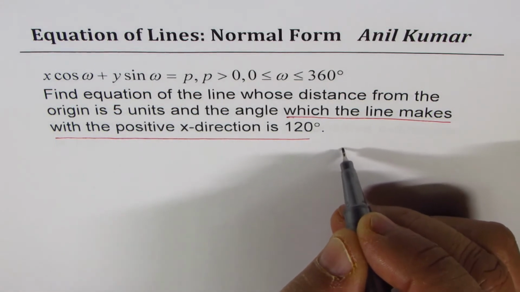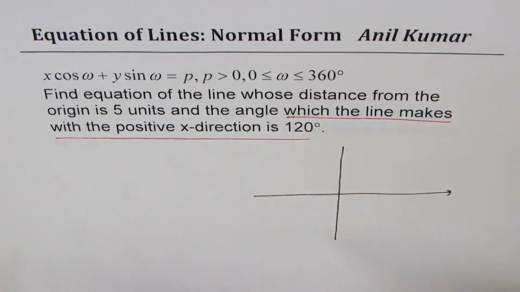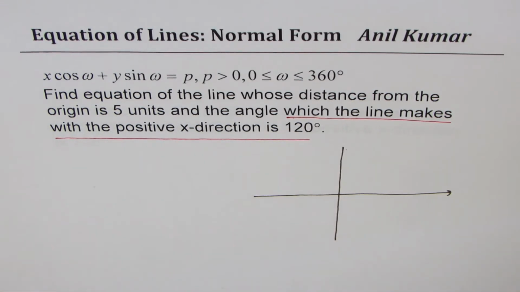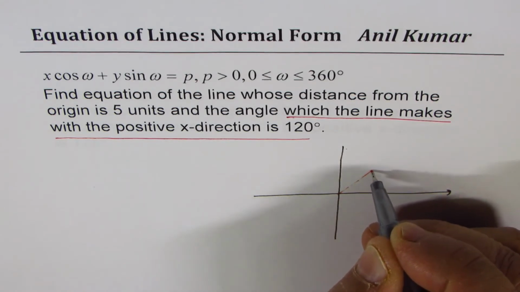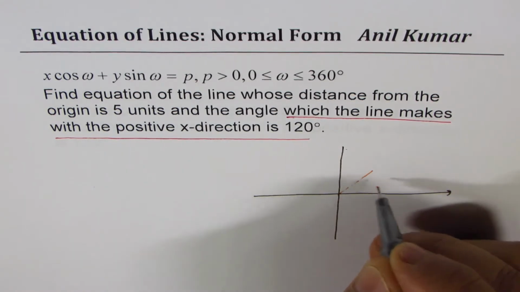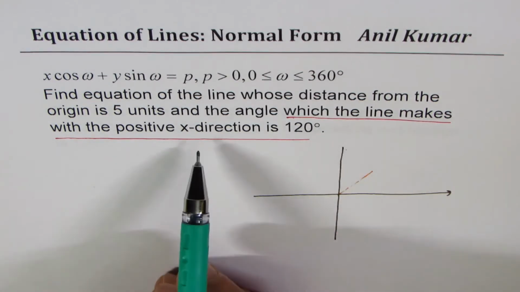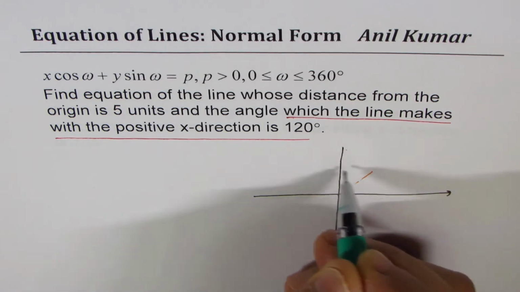Okay, so it says find the equation of the line whose distance from the origin is 5 units. So when I say the distance from the origin is 5 units, that means this length is fixed. This length is perpendicular to the line, right? Anyway, let's think like this. Let me sketch the line first so that it makes a 120 degree angle with the positive x-axis.